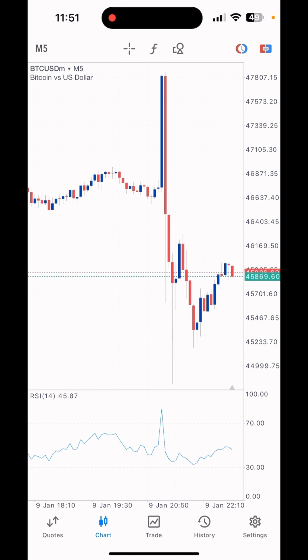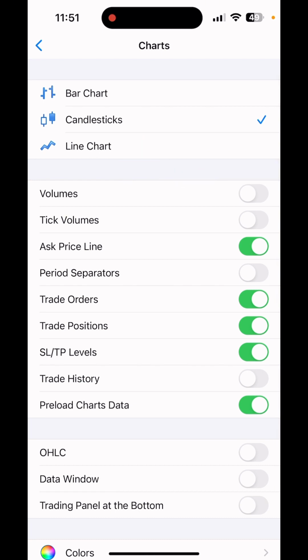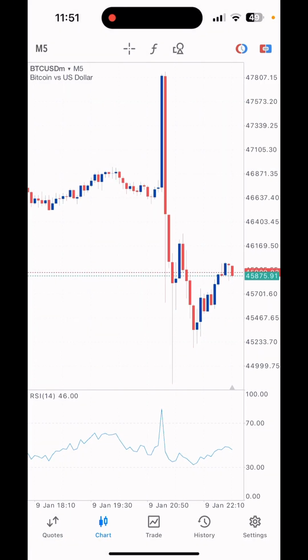What's it called again? Let's check. It's called a line chart. Yeah, this is a line chart. As you can see, if you watch the previous video I told you about, we have line charts, we have bar charts, and we have candlesticks. But for the RSI, we use a line chart. It's still the same thing as a candlestick. Do you understand?